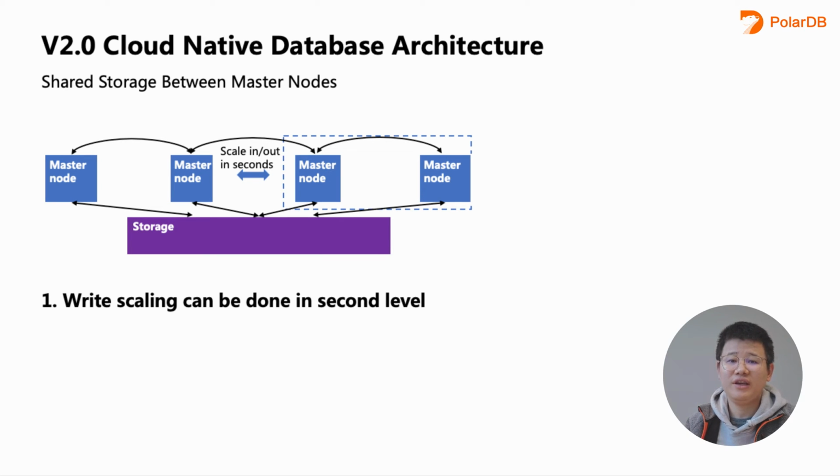Firstly, the write scaling can be done at the second level. That means the multi-master cluster can scale out to add multiple read-write nodes within 1 second before traffic starts, and also scale in within minutes after sales end, to support the traffic with extreme efficiency.